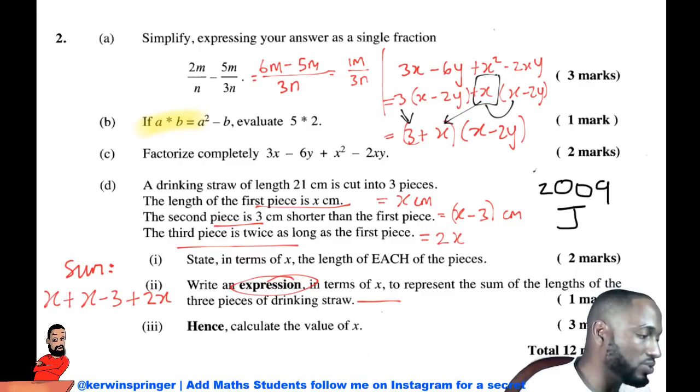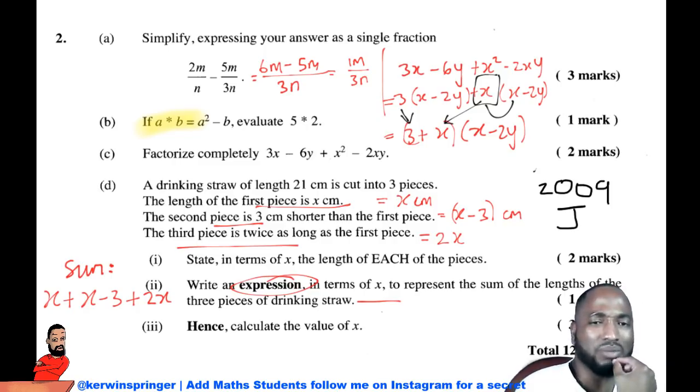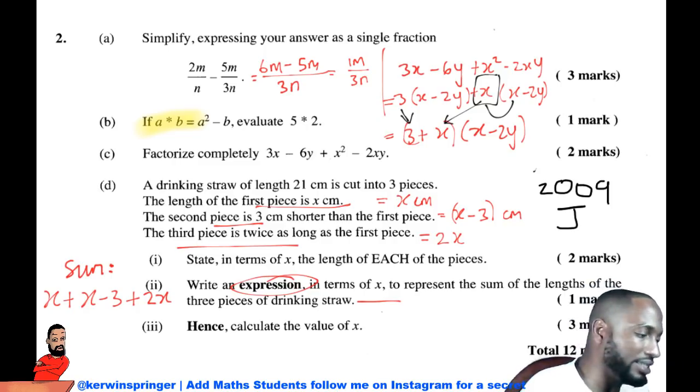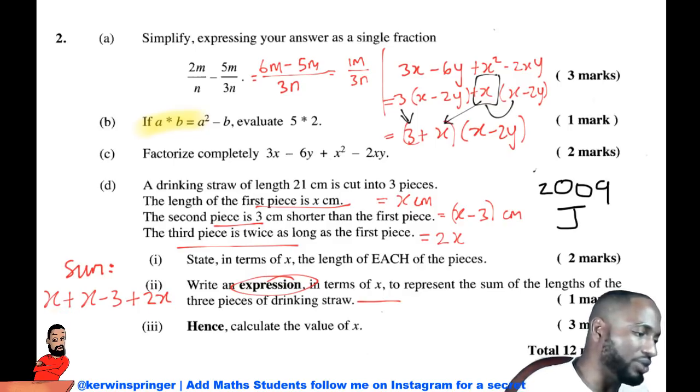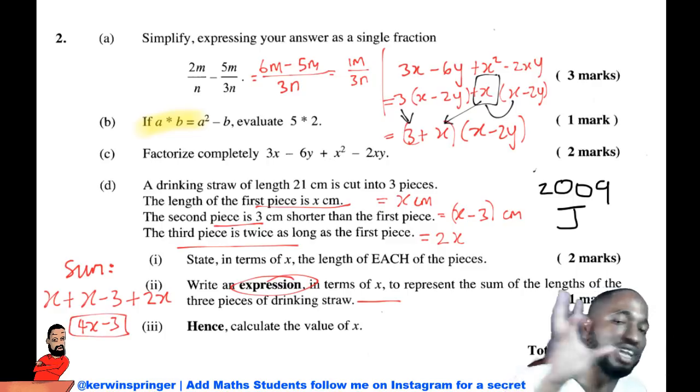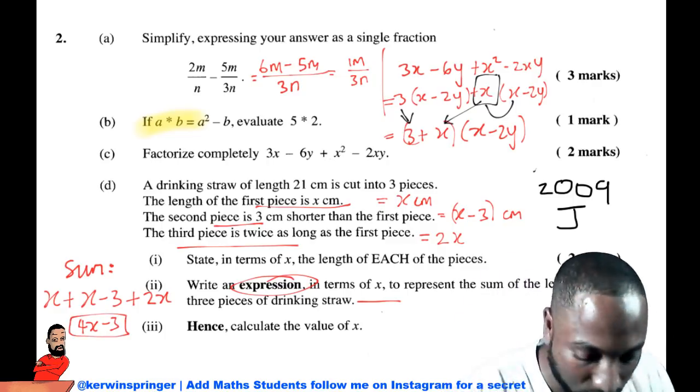Also for part two, you could simplify this. So I guess that's what they're probably looking at too. You could simplify this. x plus x is 2x, and you already have a 2x there. So in other words, this is 4x take away 3. You all see that? So this is the expression for the sum in a nice shortened form.